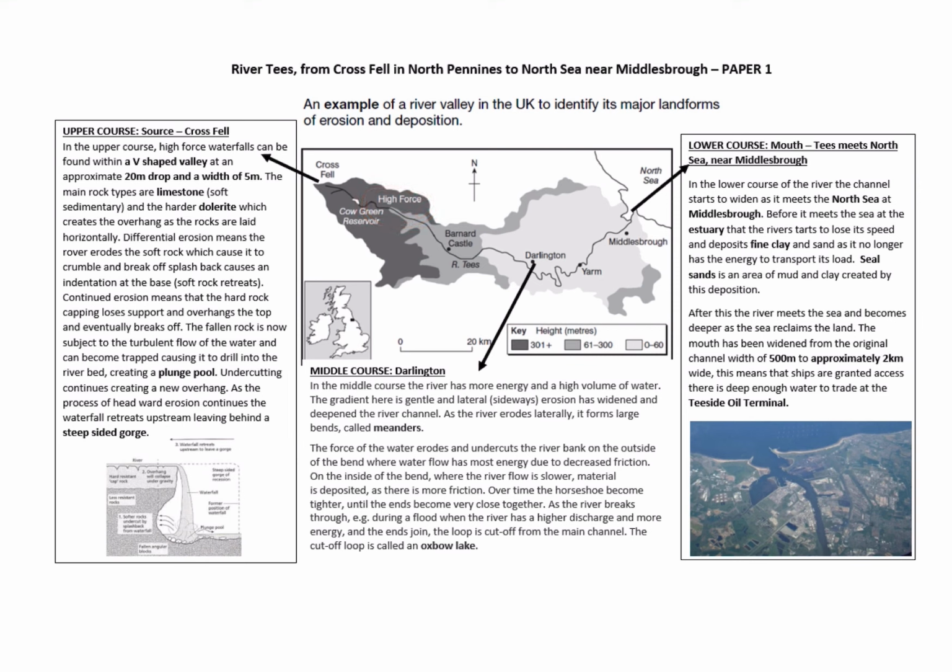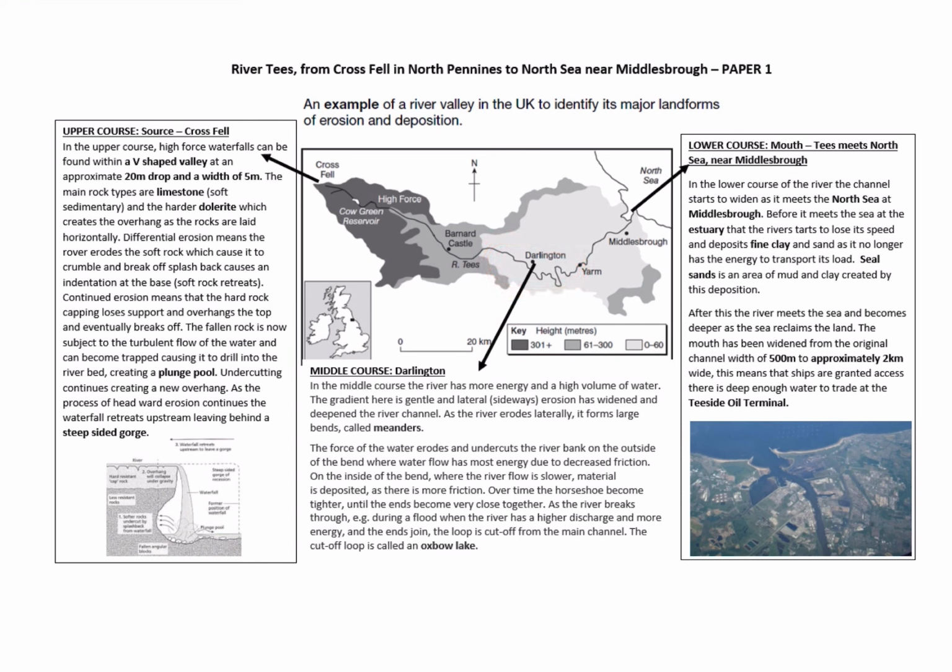In the middle course, if you look at the map here, you can see your Darlington meanders. These are the ones that eventually will lead to Oxbow Lakes. So check you can explain meanders and Oxbow Lakes, because Darlington meanders is your case study to use there.